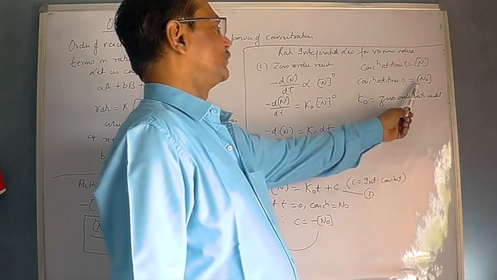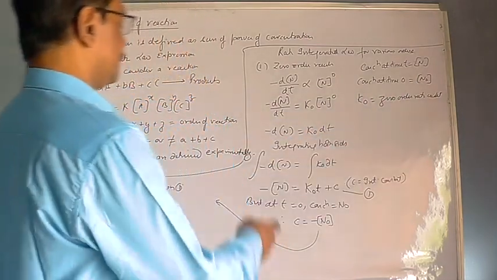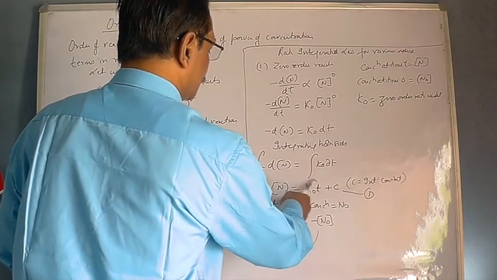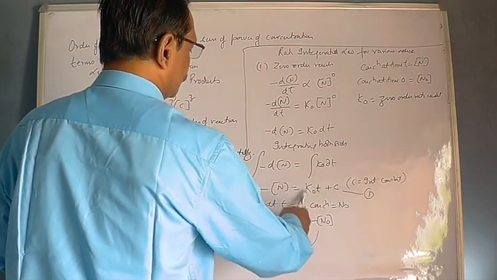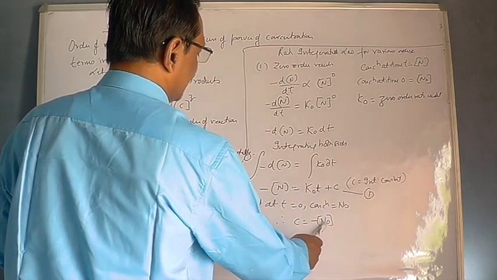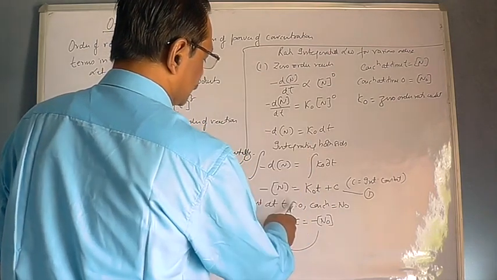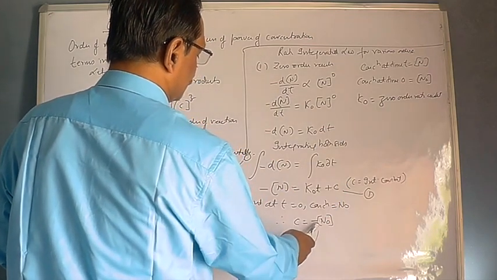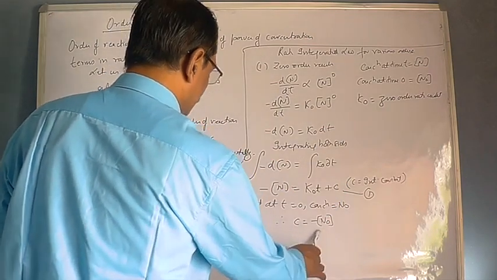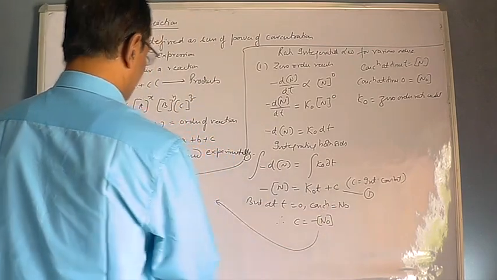Concentration at time 0 was n0. So putting the value of t here, this factor becomes 0, and c will be equal to minus n0, not n, because at time t equals 0 the concentration was n0, so the integration constant will be minus n0.